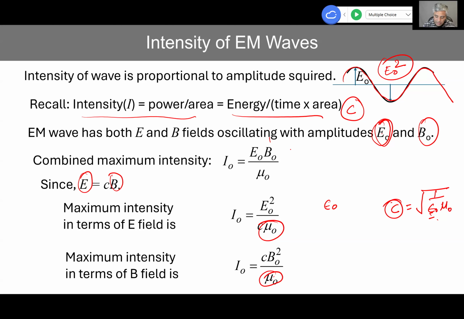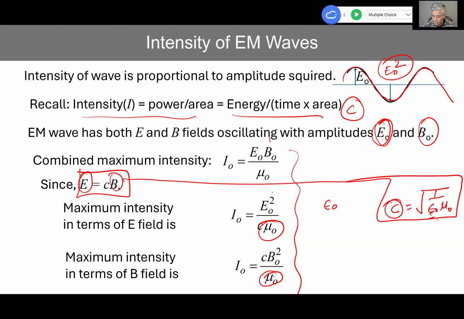So that's why you may see different kinds of equations written for the intensity, but all these are the same or related. And how you can relate them? Using this equation and this equation. Okay.